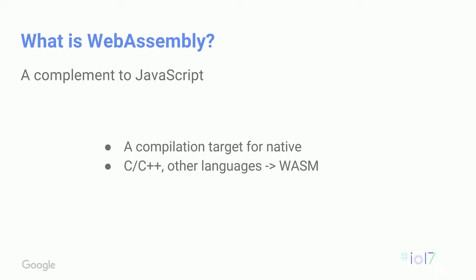And the one thing I've been asked multiple times in the last few days is, does this mean we don't have to write JavaScript anymore? And the answer is no, right? It's a complement to JavaScript. It's a way for people to take C++ or C or Rust code or any other statically typed language and compile it down to a module that you can call from JavaScript. So they work together, right?